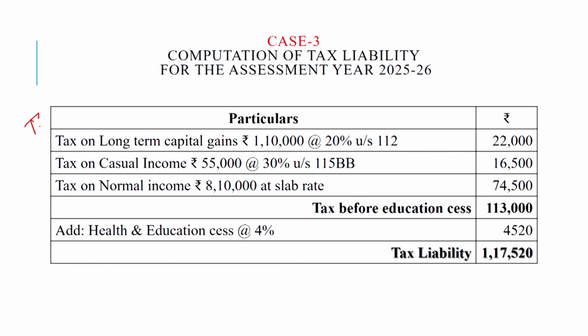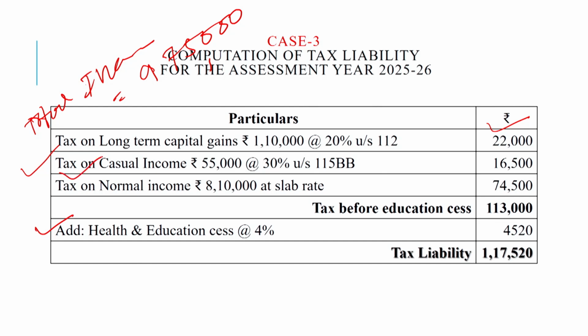Total income given in this question is 9,75,000. Of this 9,75,000, 1,10,000 is long term capital gain. 20% of 1,10,000 is 22,000. Next, casual income. In the case of casual income, 55,000 is given.